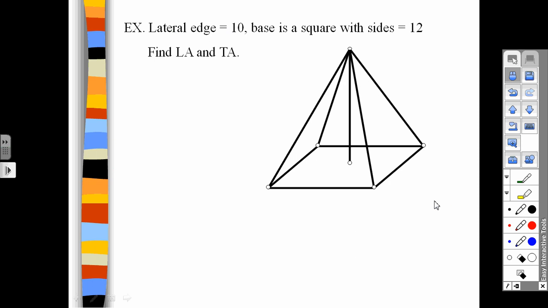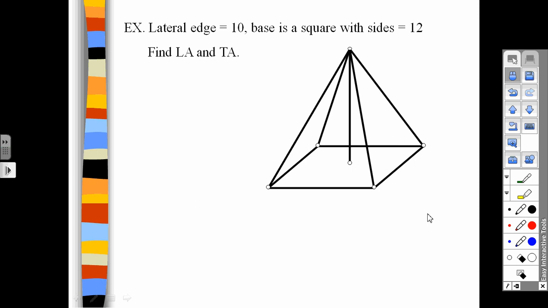This one tells us that the lateral edge is 10. Remember, that's this piece right here. This is 10, and that means this is also 10. The one in the back is 10, and this one is also 10. The base is a square with sides of 12, so all 4 of these lengths right here are going to be 12.